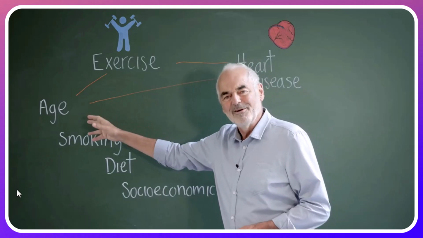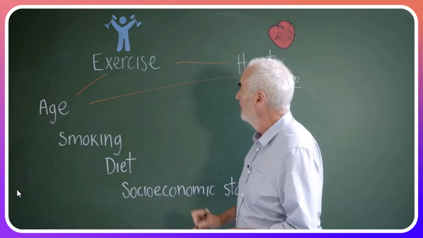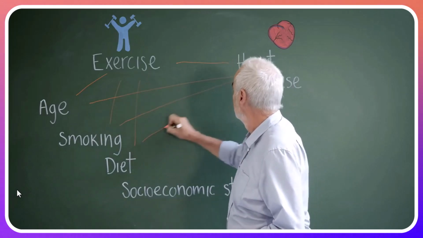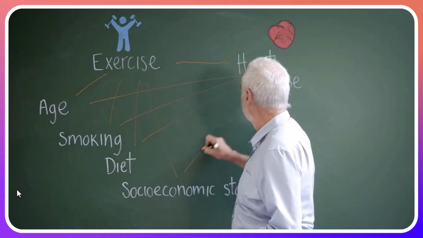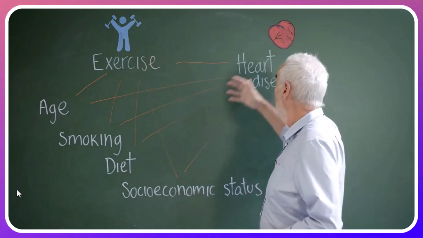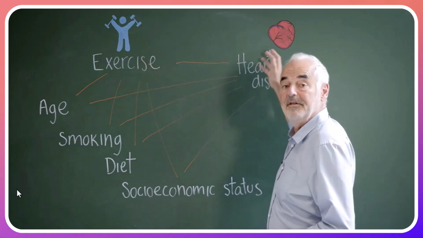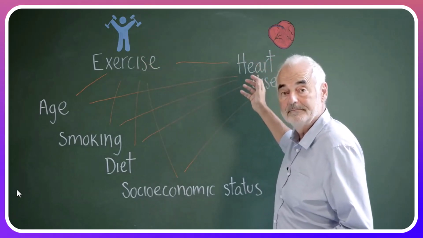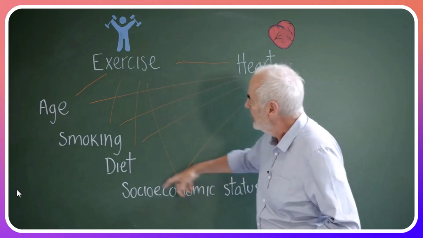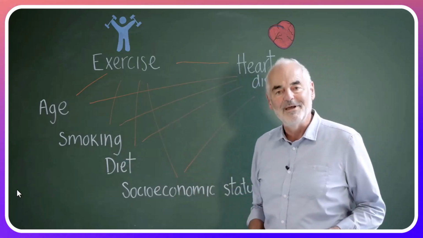Because of that interference, age is known as a potential confounder. Other confounders could be smoking, diet, and socioeconomic status. Now, these may not directly cause changes in exercise or heart disease, but they are linked to these factors, both the risk factor and the outcome that we're interested in. So what we really want to do is estimate this relationship while keeping these confounding factors fixed. So how do we do that?